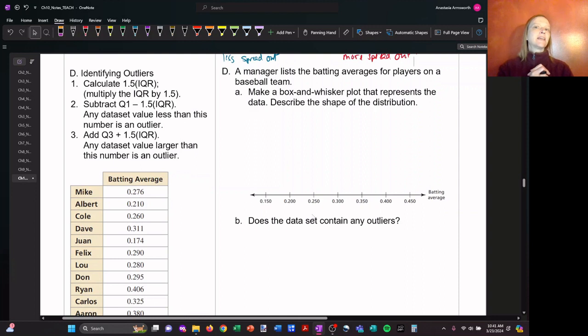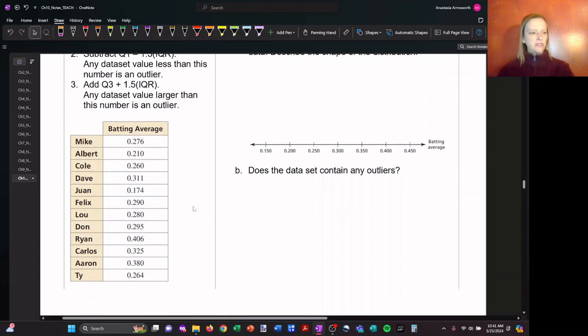The manager lists batting averages for players on a baseball team. Make a box and whisker plot that represents the data, describe the shape of the distribution, and then we're going to look to see if the data set contains any outliers. So we'll practice one more time doing a data set. And once again, the most time-consuming portion of this is often just listing the batting averages in order.